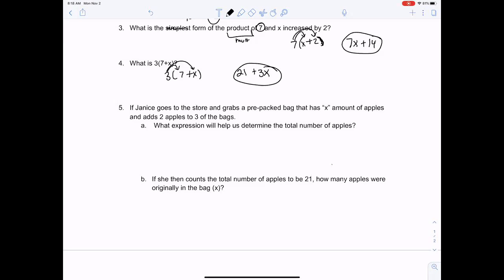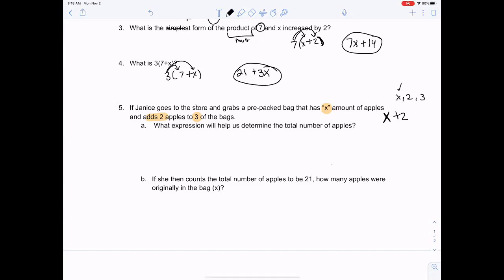Next, if Janice goes to the store and grabs a pre-packed bag of X amount of apples and then adds 2 apples to 3 bags, what expression would help us determine the total number of apples? Okay, so we have 3 things. We have X amount of apples, we have adding 2 apples, and we have 3 bags. So I know that each bag has X amount of apples, and Janice adds 2.